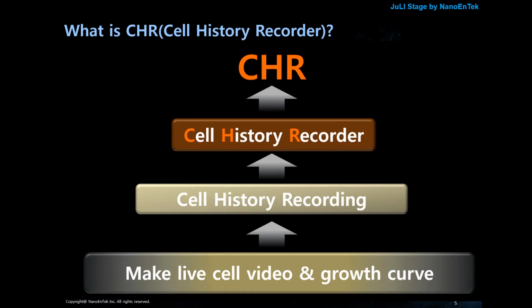We'd like to present JuLI Stage as CHR. As I mentioned before, in order to submit your precious results to journals, you have to present detailed changes in cells or tissues. Often, high-throughput cell-based assays would require additional supporting data, such as automatic growth curves and endpoint analysis. CHR would do that as a default by taking the history of cells. Therefore, we decided to name JuLI Stage as a cell history recorder for a simple and direct concept.